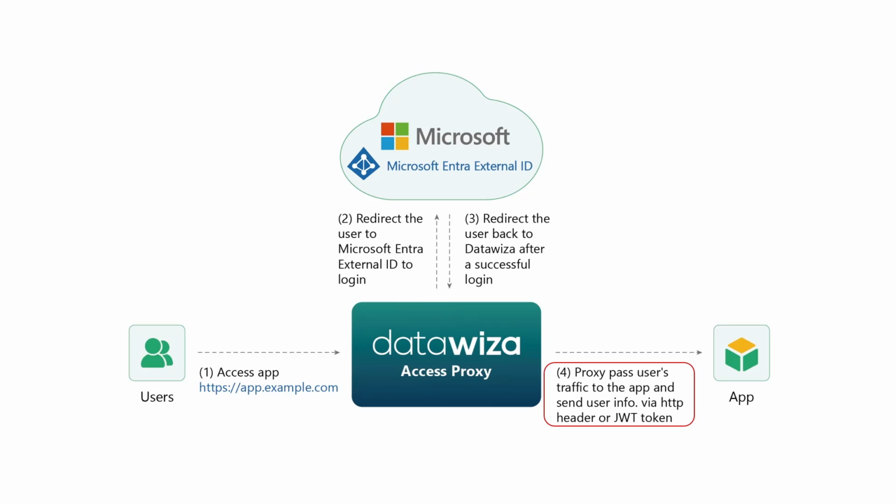For subsequent requests, Datawiza acts as a reverse proxy, forwarding the user's traffic to the app while enriching the requests with user information, such as username or email, through HTTP headers or by including a JWT token.